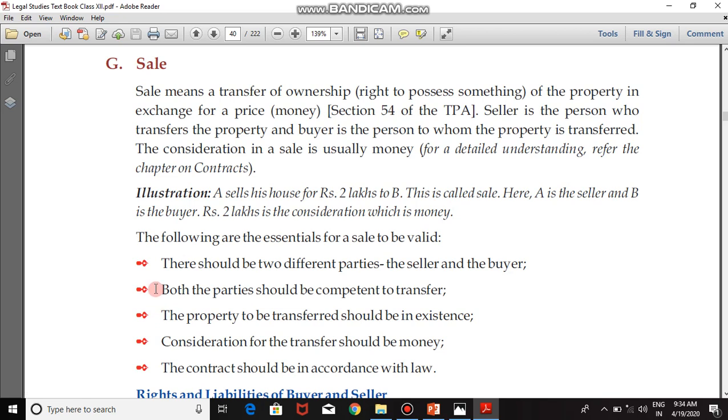Obviously, they must have the authorization to carry on the transfer. The property to be transferred should be in existence. Obviously, the property, agar rahegi nahi to kya transfer karenge, theek hai? Consideration for the transfer should be money. Whenever we are talking about sale, sale means money. The contract should be in accordance with law. It should be a lawful contract.